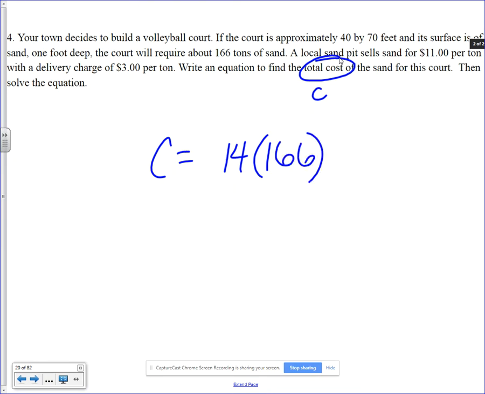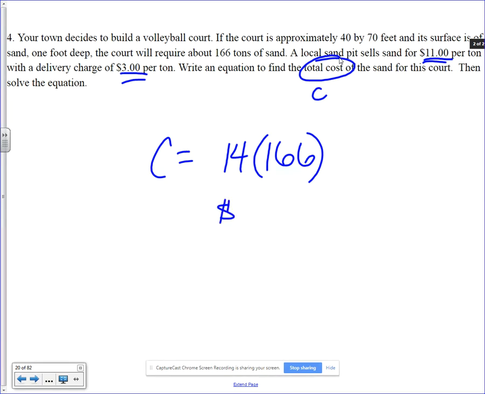Okay, so is everybody good with that number? Do you know how she got the 14? There's not even a 14 up there. Yeah, you add $11 for the sand and $3 for the truck to get it out there. That makes $14 for each ton. How we doing? Fine? So then solve it now.